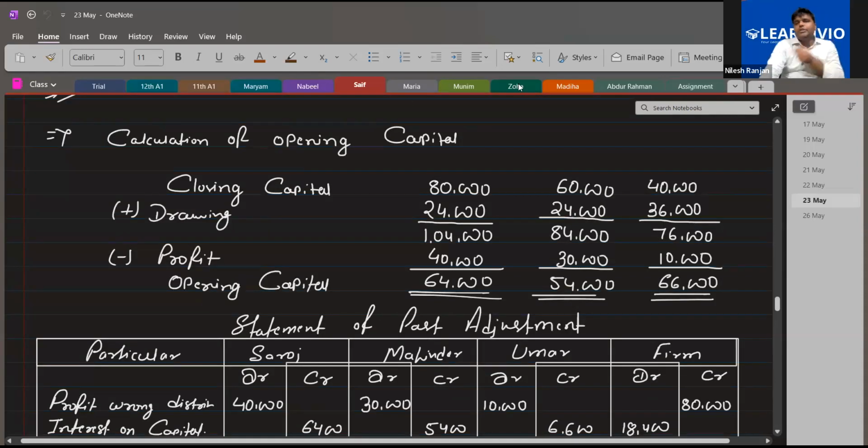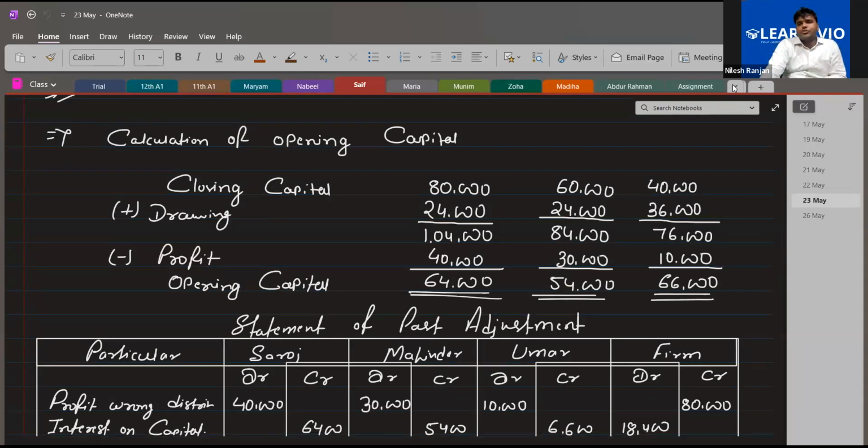So should we start with the new topic, change in profit sharing ratio? And if you have any doubt in any of the previous topic, we can discuss them later. Okay. Yes, sir. Okay.